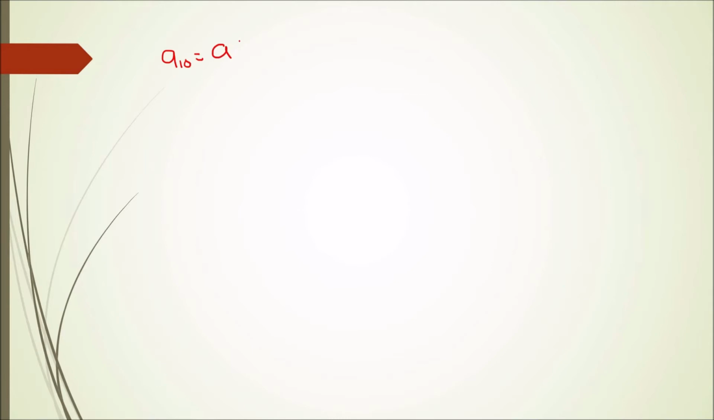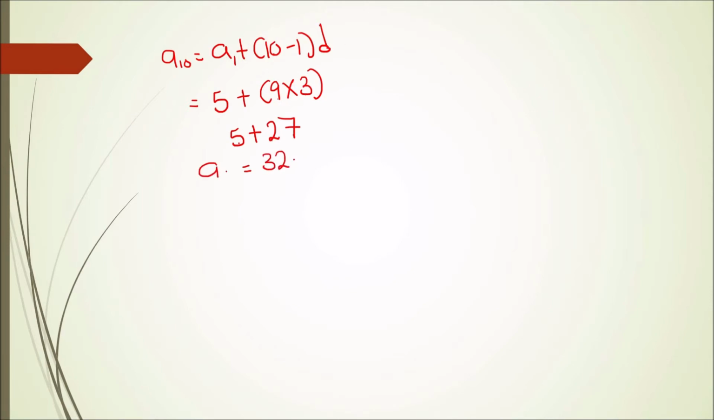Okay, so A10 will be A1 plus 10 minus 1 D. Our A1 is 5 plus 10 minus 1, that's 9, 9 times our D is 3, right? So we have 5 plus, what's this? 9 times 3, that's 27. Okay, and 5 plus 27 is 32. Yes, 5 plus 27 is 32. So our A10 is 32.